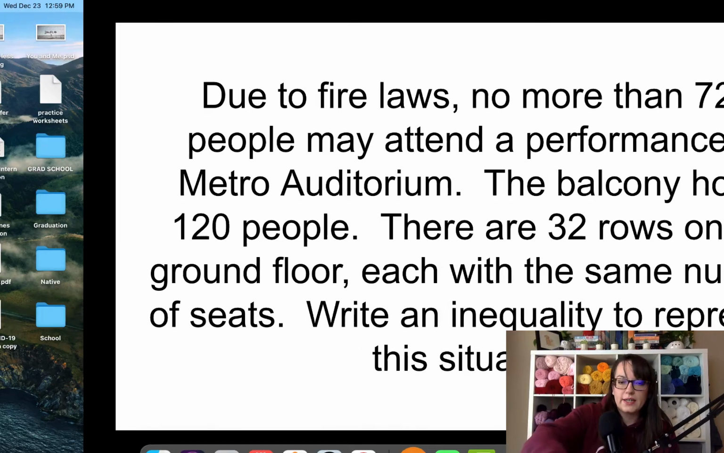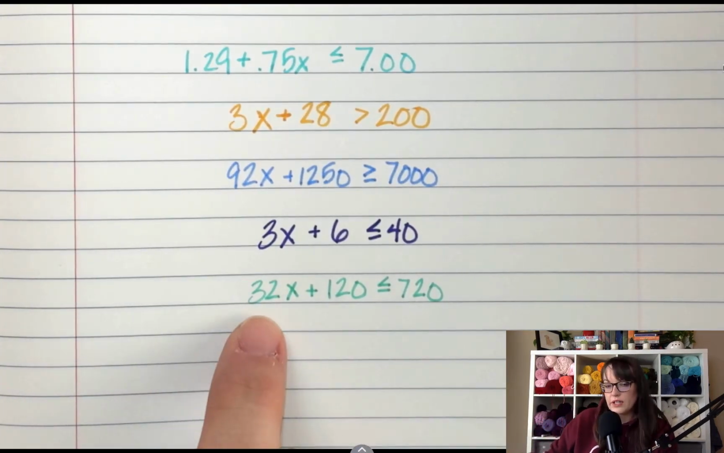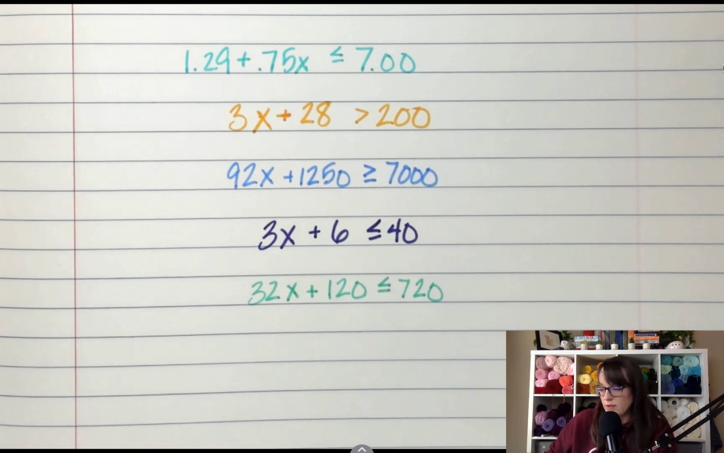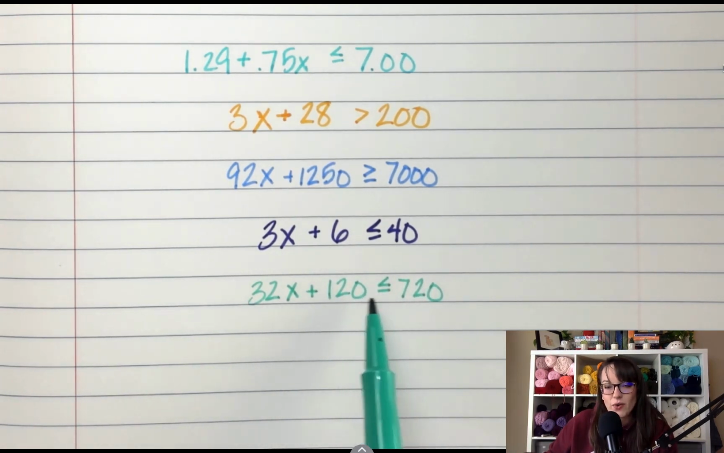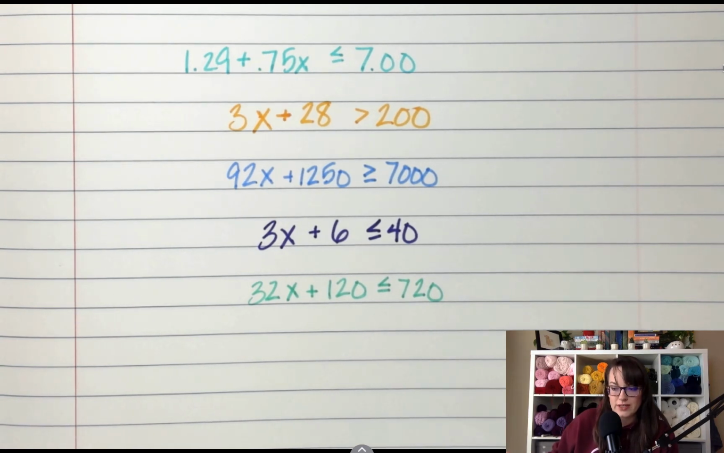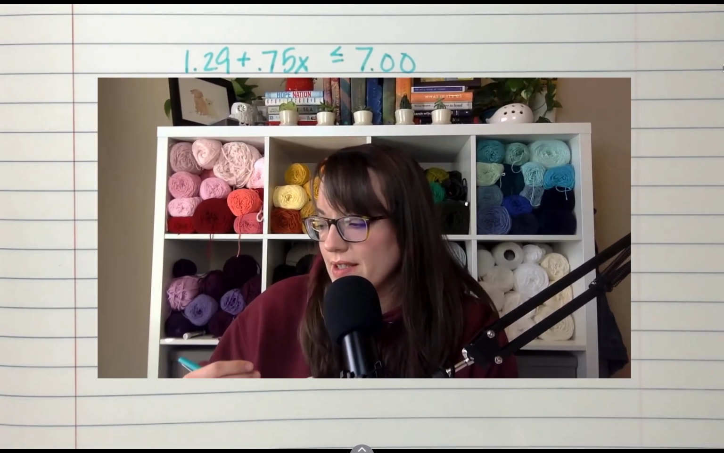All right, here's what I got. 32 rows with x number of chairs plus the 120 from the balcony has to be less than or equal to 720 because they cannot have more than 720.